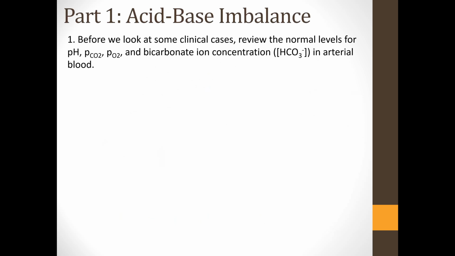Number 1, before we look at some clinical cases, review the normal levels for pH, carbon dioxide partial pressure, oxygen partial pressure, and bicarbonate ion concentration in arterial blood. So the normal pH should be between 7.35 and 7.45. The normal bicarbonate ion concentration should be between 21 and 28 milliequivalents per liter.